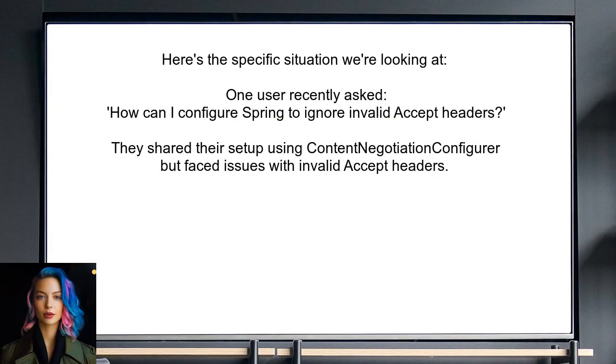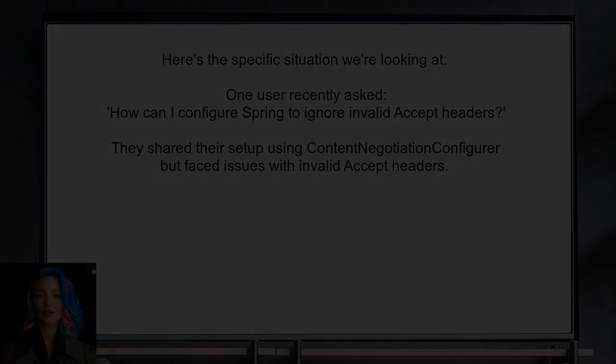Let's look at a specific scenario. One user recently asked, "How can I configure Spring to ignore invalid accept headers?" They shared their setup using the content negotiation configurer, but they still faced issues when an invalid accept header was sent. Sound familiar? Let's explore this together.